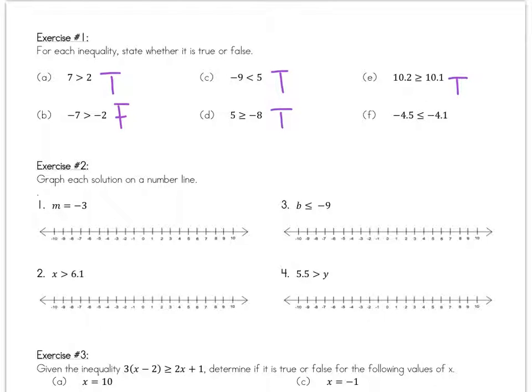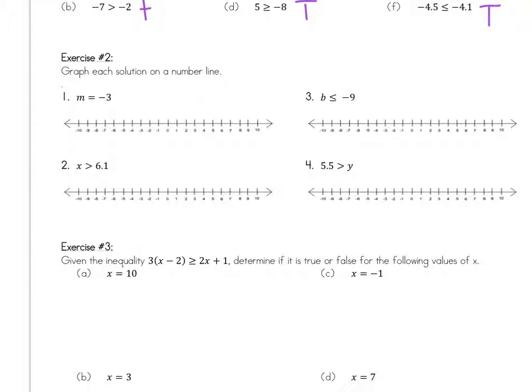And then lastly with F, remember they're negative, so it's opposite of what we would think. So many of you would think that negative 4 and 5/10 is bigger, but because it's a negative, that actually means it's more in the negative direction. So is negative 4 and 5/10 less than or equal to negative 4 and 1/10? Yeah, that's true.